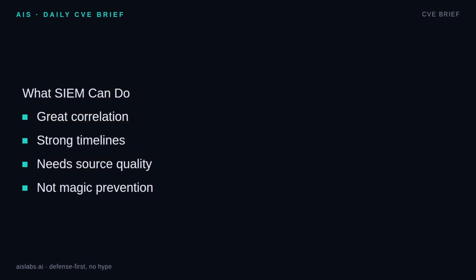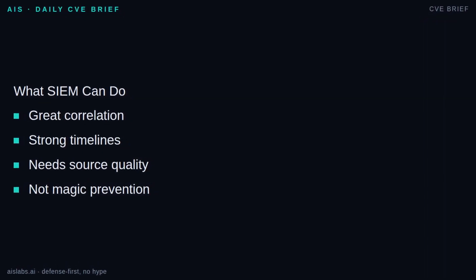A SIEM is strong at correlation, search, timeline building, alerting, and evidence retention. It helps analysts see identity, endpoint, network, cloud, email, and DNS activity together. But a SIEM does not create facts that were never logged. If cloud audit logs are off, the SIEM cannot show admin changes. If DNS is missing, it cannot explain name lookups. If endpoint telemetry is thin, process-level questions stay unanswered. It also does not replace EDR, firewall policy, email security, or access control. The SIEM is not magic prevention. It is the place where security evidence becomes useful, if the evidence arrives cleanly and on time.